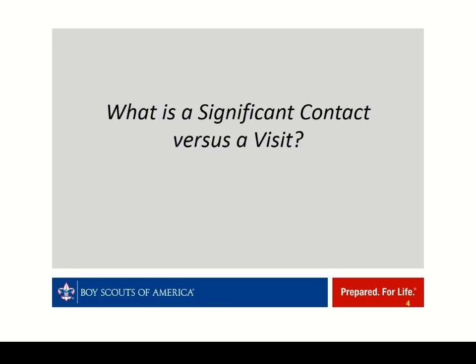Now, the difference between a significant contact and just a plain old contact would be, and I like to use the Home Depot example, is if I see the scoutmaster for the unit that I'm the unit commissioner for in Home Depot, we bump into each other and we exchange pleasantries, how's the family and all the rest of that. That's not a significant contact. That doesn't need to be logged.